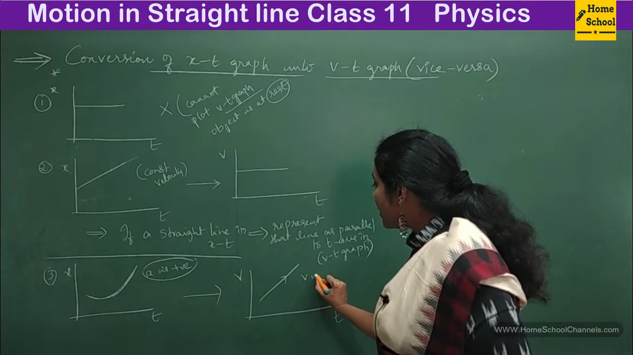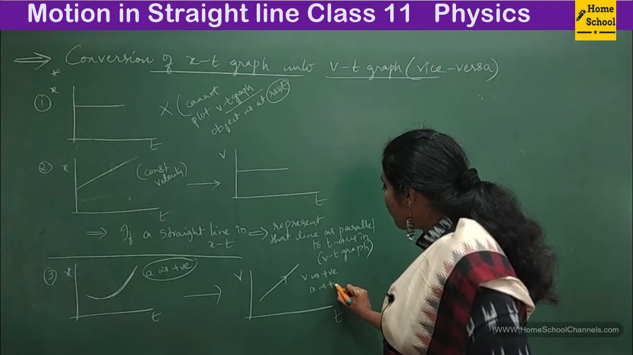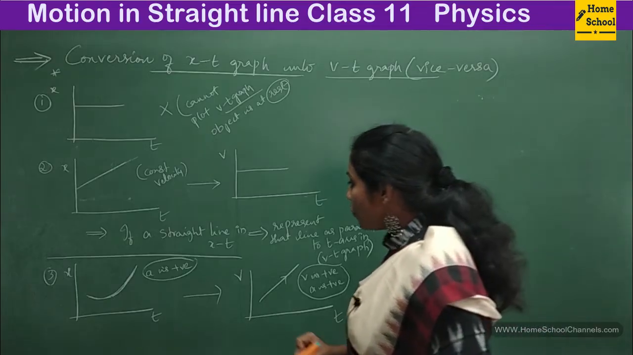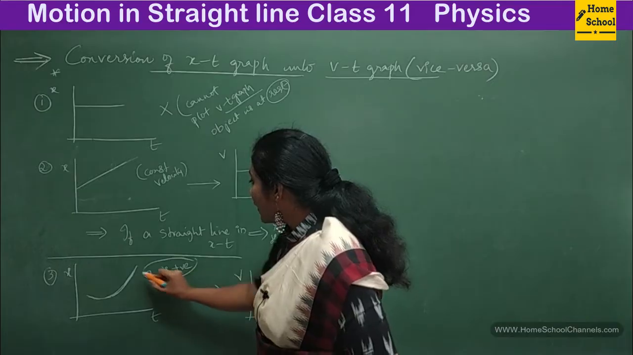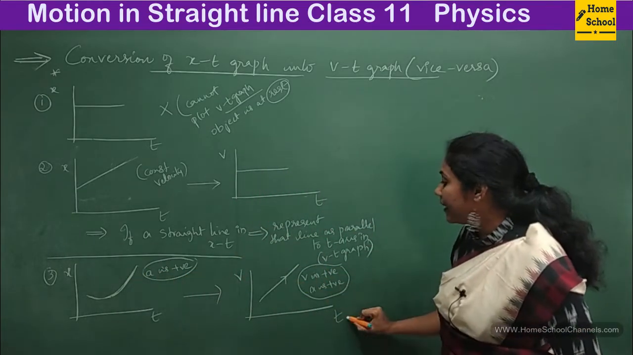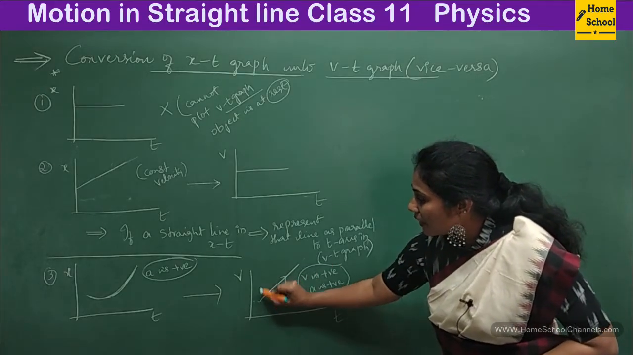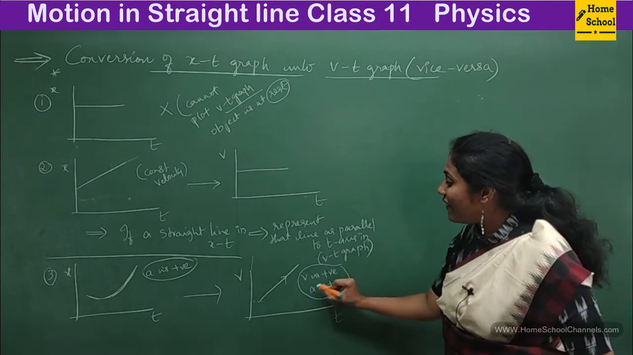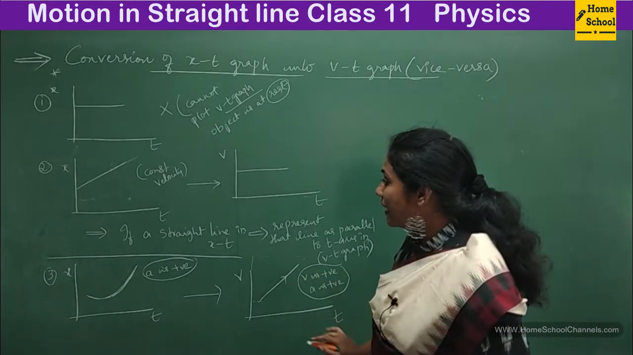Here velocity is positive and A is positive. So remember, if you have this kind of curve, it means A is positive. In the vt graph, velocity increases from here. When can velocity increase? When you have acceleration positive. So this is the meaning.